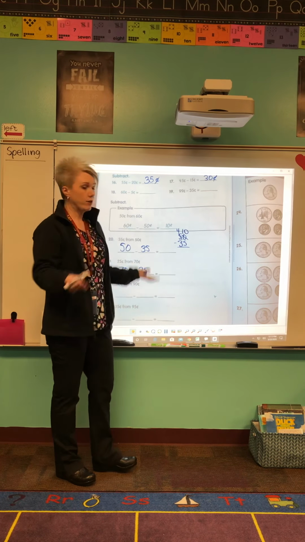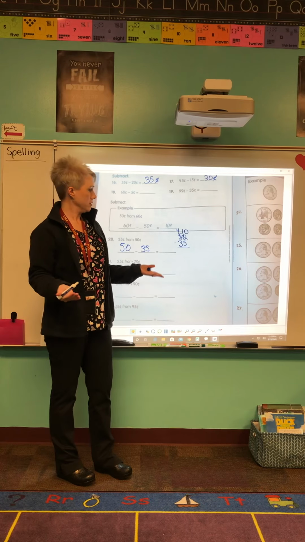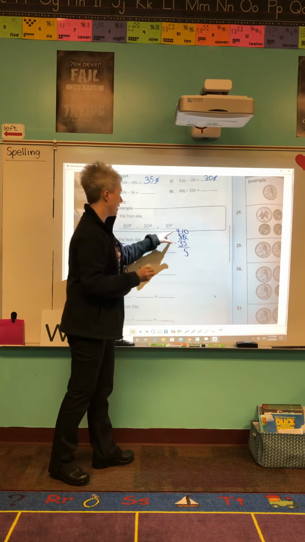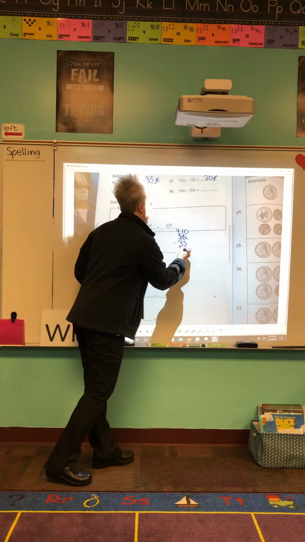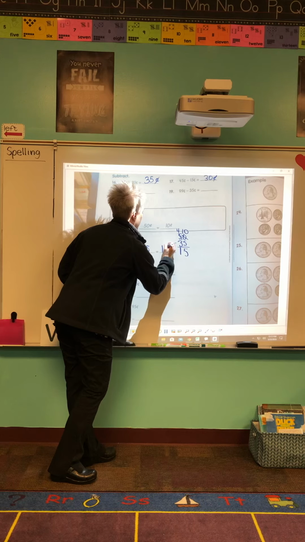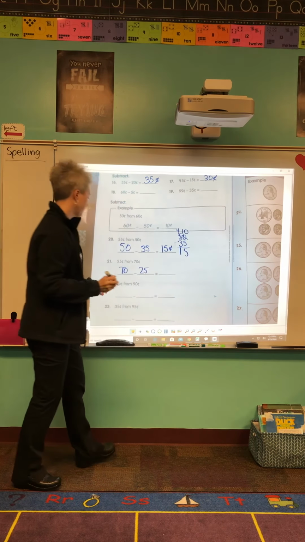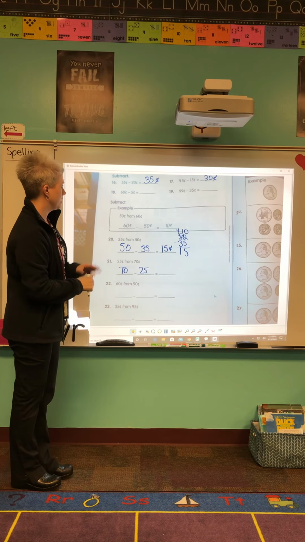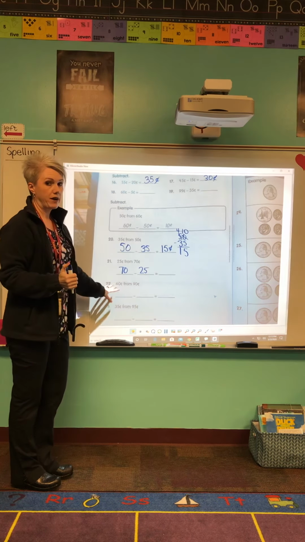All right, can we do the math now? Absolutely we can. 10 minus 5 is 5, and 4 minus 3 is 1. So 50 minus 35 is 15 cents. And you're going to do that for all of these, okay? And I think you guys can finish this out all by yourself.